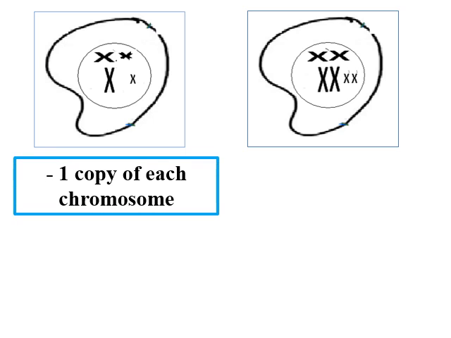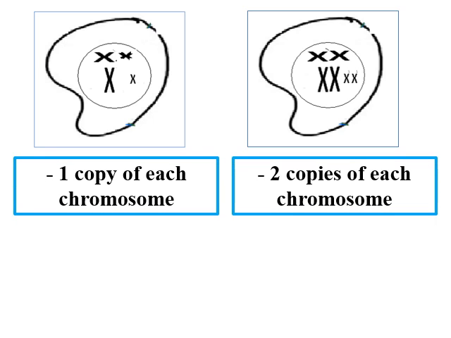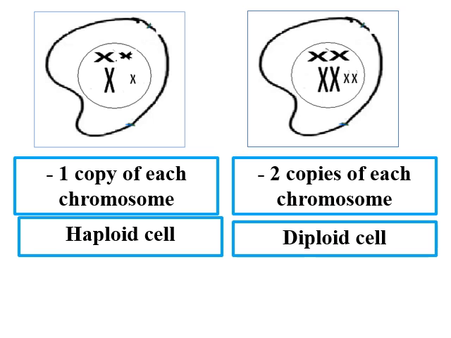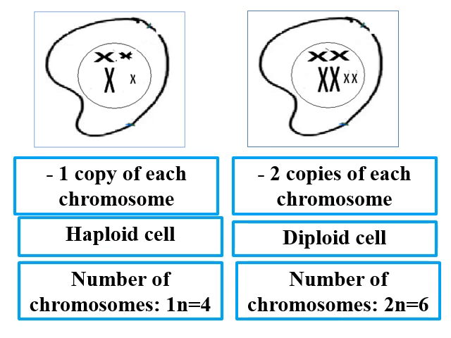One copy of each chromosome. Here we have two copies of each chromosome. Here they are called haploid. Here they are called diploid. Here we have the number of chromosomes 1n equal to 4. Here 2n equals 6 in this figure.